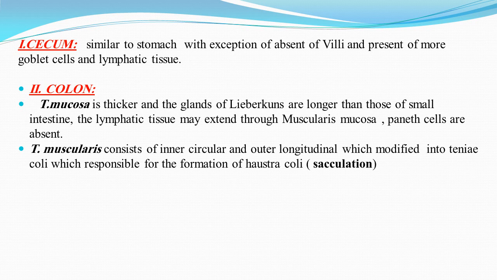The lymphatic tissue may extend through the muscularis mucosa and the Paneth cells are absent. The tunica muscularis consists of an inner circular and an outer longitudinal layer, modified into taeniae coli, which is responsible for the formation of haustra or sacculations.